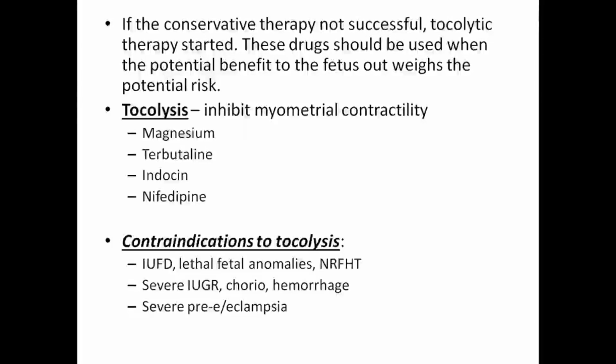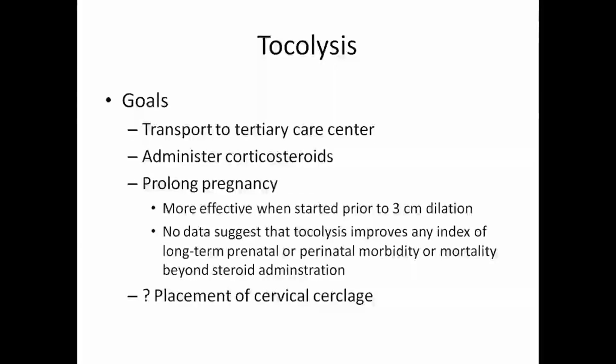Contraindications for tocolysis include intrauterine fetal death, lethal fetal anomalies, non-reassuring fetal heart rate, severe IUGR, chorioamnionitis, hemorrhage, and severe preeclampsia. The goals of tocolysis are to transport the patient to a tertiary care center and gain a time lapse to administer corticosteroids, and to prolong pregnancy, more effective when started prior to 3 centimeter dilatation. There is no evidence that tocolysis improves any index of long-term perinatal morbidity or mortality beyond the steroid administration.